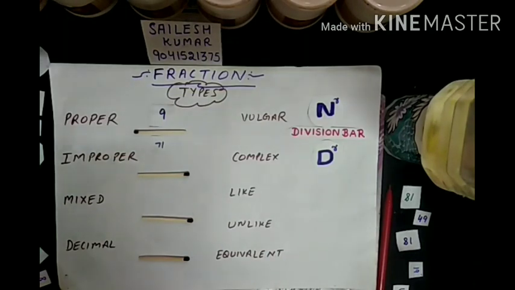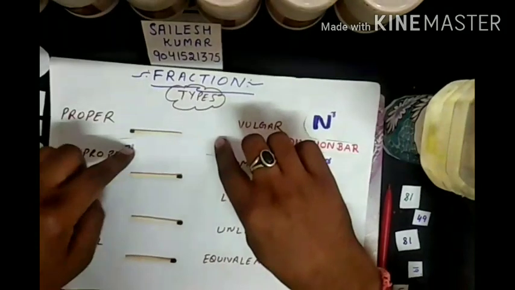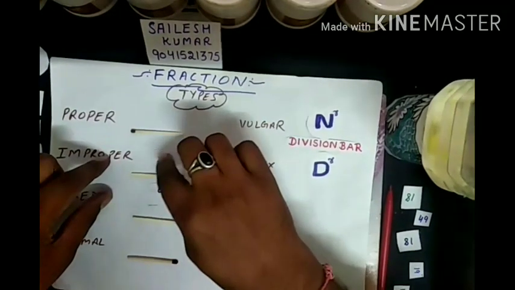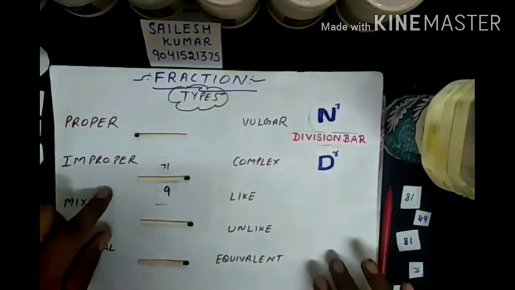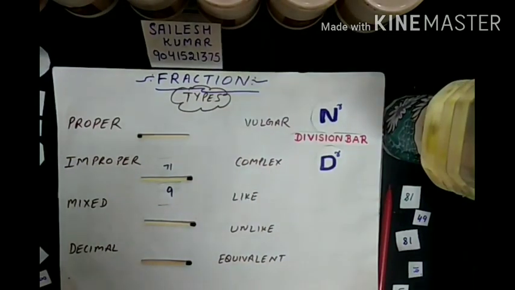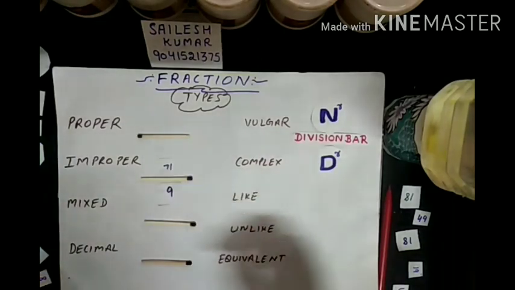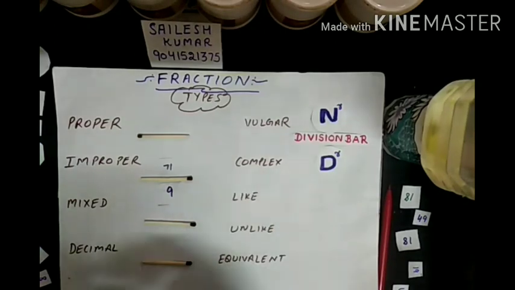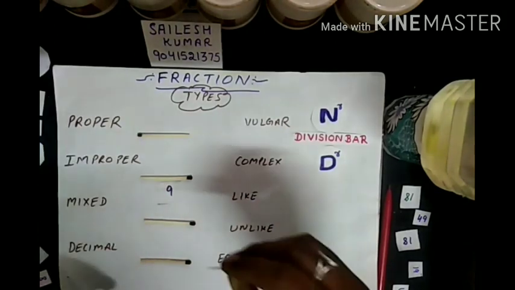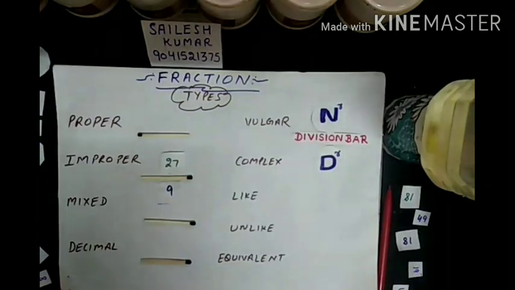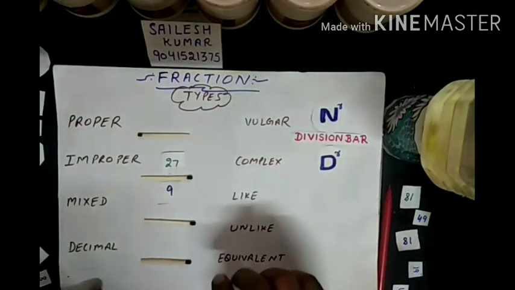Now what is an improper fraction? Proper and improper are opposite fractions. Therefore, if I interchange their positions, then this will be an improper fraction. So in the improper fraction, what can I say? In this type of fraction, the numerator is greater than the denominator. You can take any other denominator or numerator also, just like this.